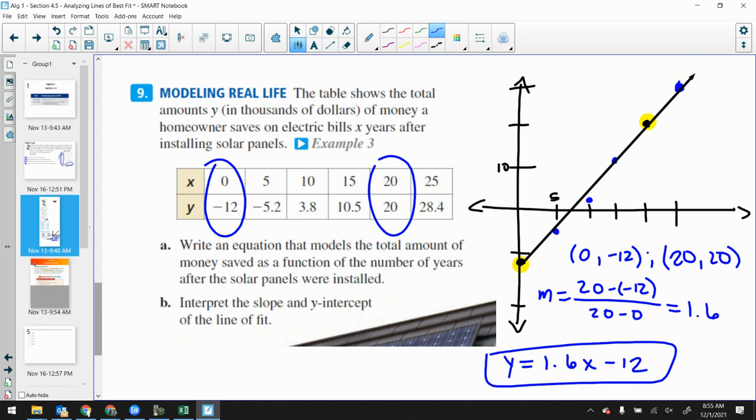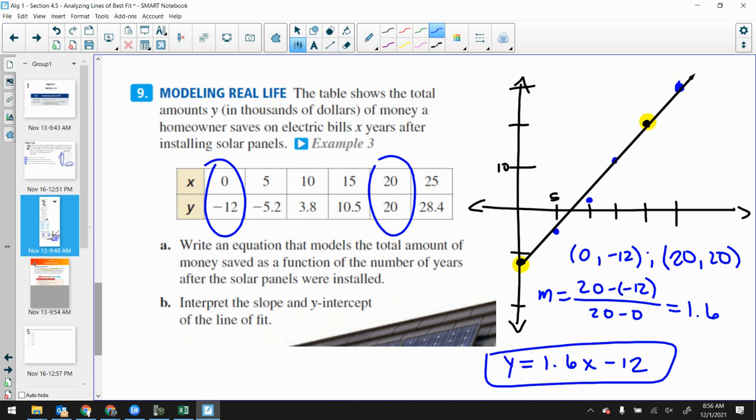Good. How much money you're saving per year. So accurately, we could say you're saving about $1,600 per year on your electric bill by doing these solar panels. What does the minus 12 represent again? Kind of talked about it earlier. What's that? Good. $12,000 spent on the solar panels.